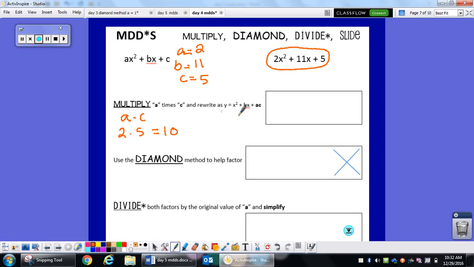And then you're going to rewrite your equation in this form, x squared plus bx, which is now going to be 11x, plus whatever a times c is, which was 10. And now you're going to use the diamond method to help you factor that. So we have to multiply to 10, add to 11. So those two numbers are 1 and 10, and then we're just going to rewrite like this.